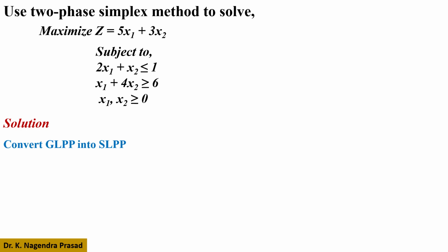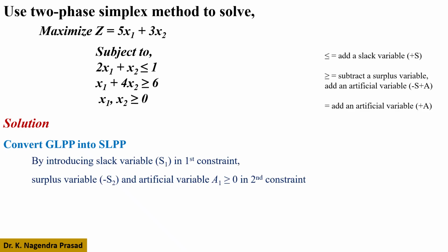First, we have to convert the general linear programming problem into a standard linear programming problem. For this, we have to introduce slack variables, surplus variables and artificial variables in the constraints. The first constraint has the less than or equal to inequality symbol, so we have to introduce only a slack variable, that is S1, in the first constraint.